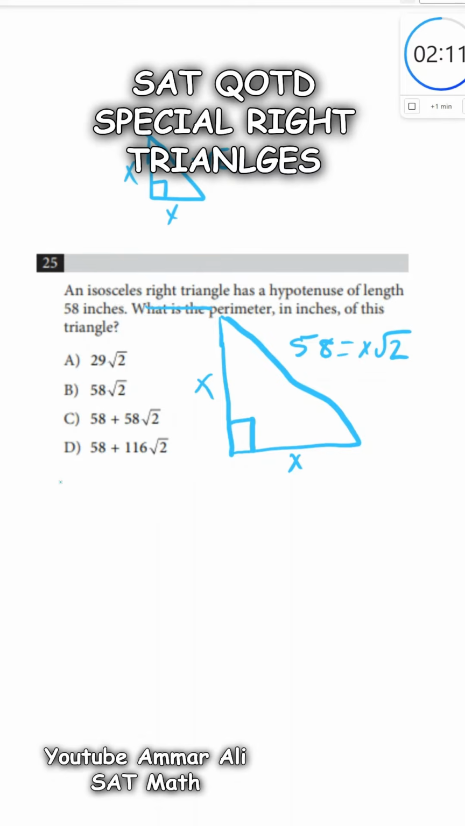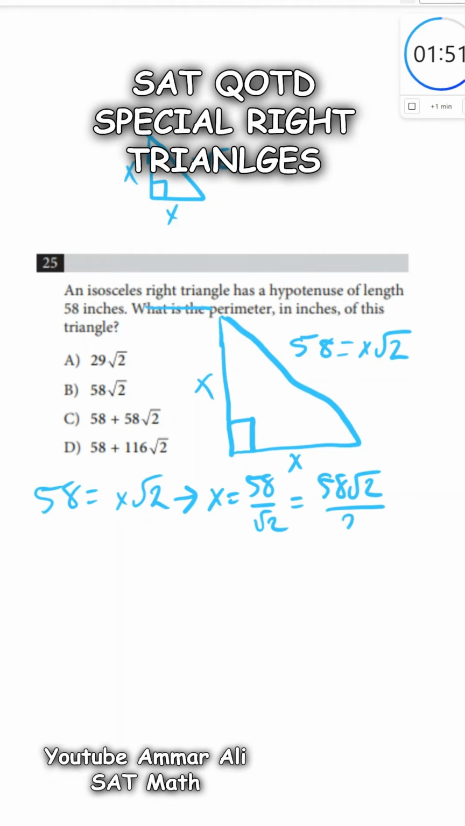First, let's figure out what x is going to equal. So if we know that 58 is equal to x root 2, that means that x is going to be equal to 58 divided by root 2, or if we simplify this and write it in standard form, it will be equal to 58 root 2 over 2. The general practice is not to leave a radical in the denominator of your fractions, right? So now we know what x is.